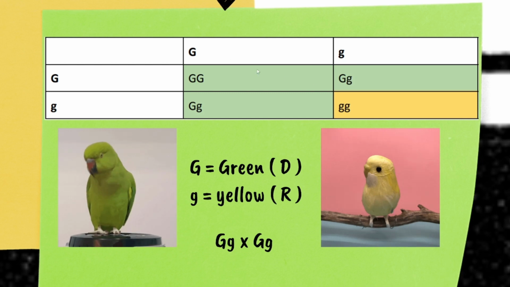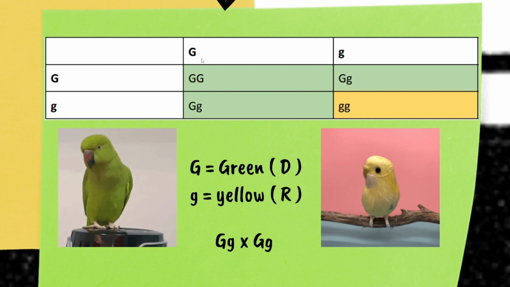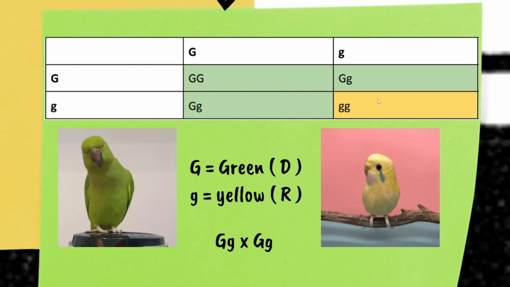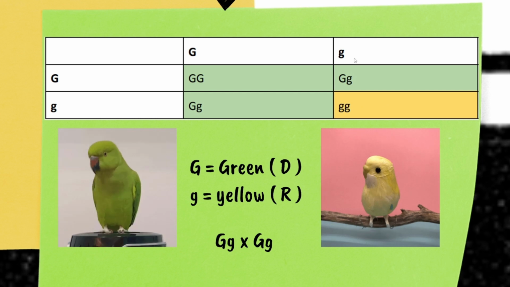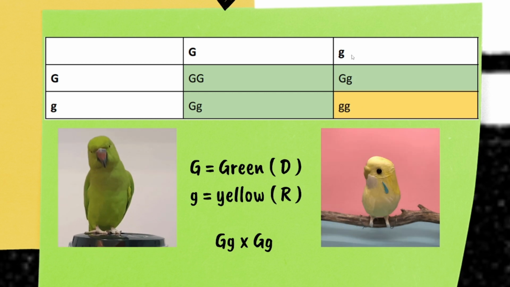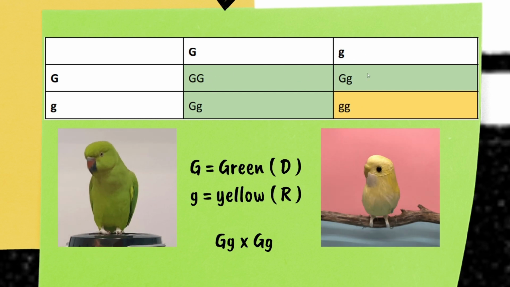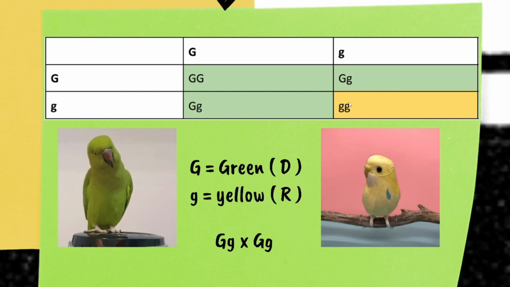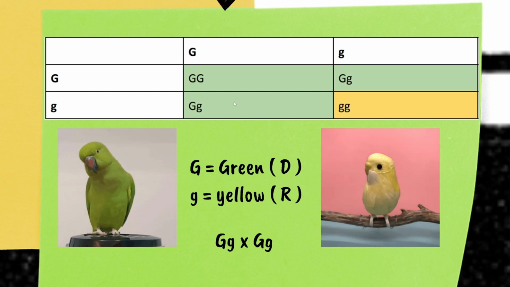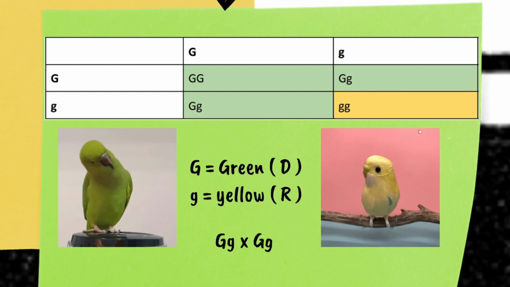Therefore, we get this: a capital G and a small g again. We get this: a small g and a small g here. This is rare. What is the phenotypic ratio? By phenotypic ratio, we mean green ratio yellow, because there are two types of phenotypes being expressed. One is green, one is yellow. So what is the ratio between them? It's 3 ratio 1, because we get 3 green colored and 1 yellow colored. So the phenotypic ratio here is 3 ratio 1.